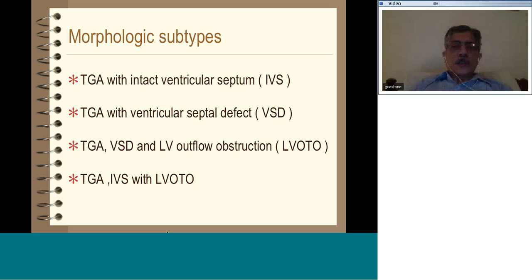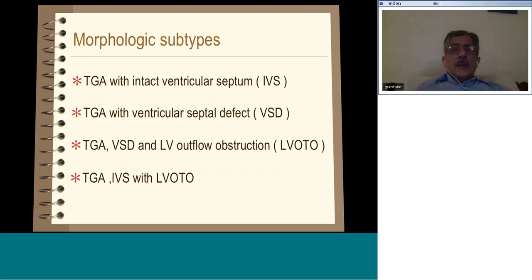And those with an additional left ventricular outflow obstruction in the presence of VSD, which is commoner, behave in a different manner because they present with cyanosis and are more akin to a tetralogy physiology. And lastly, the rarest subgroup is where there is intact ventricular septum, but in addition, there is left ventricular outflow obstruction.